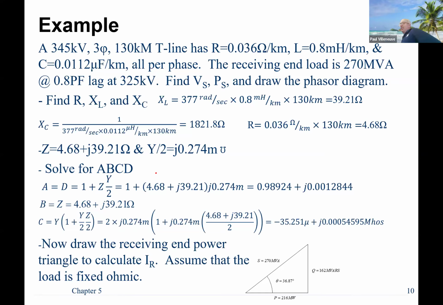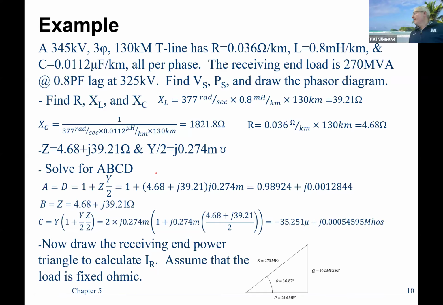And my Y/2, not my Y, but my Y/2 is 0.274 millimhos. Okay, not ohms, but mhos. And notice I calculated Y/2 and not Y because I need Y/2. So I can just divide it out right then and there.